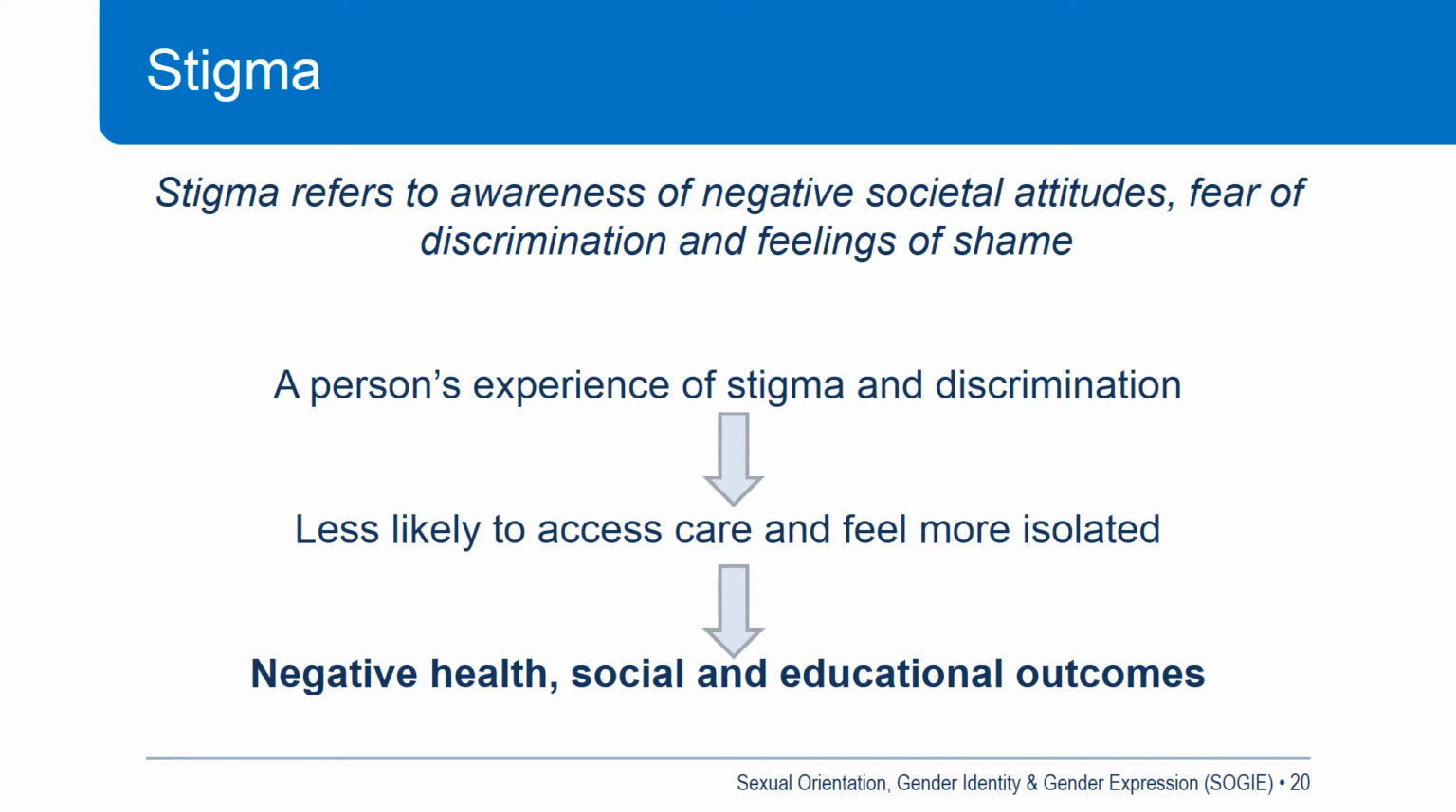Harm can be caused by stigma. Stigma refers to an awareness of negative societal attitudes, fear of discrimination, and feelings of shame. Negative attitudes are often based on stereotypes about individuals or behavior, and stigma is being used to label certain groups as less worthy of respect than others. The discrimination that someone experiences means that they may be less likely to engage with and access care and social agencies, and this in turn can lead to negative outcomes, whether they be health outcomes, social, or education. This in turn can mean that people don't get the care that they need.